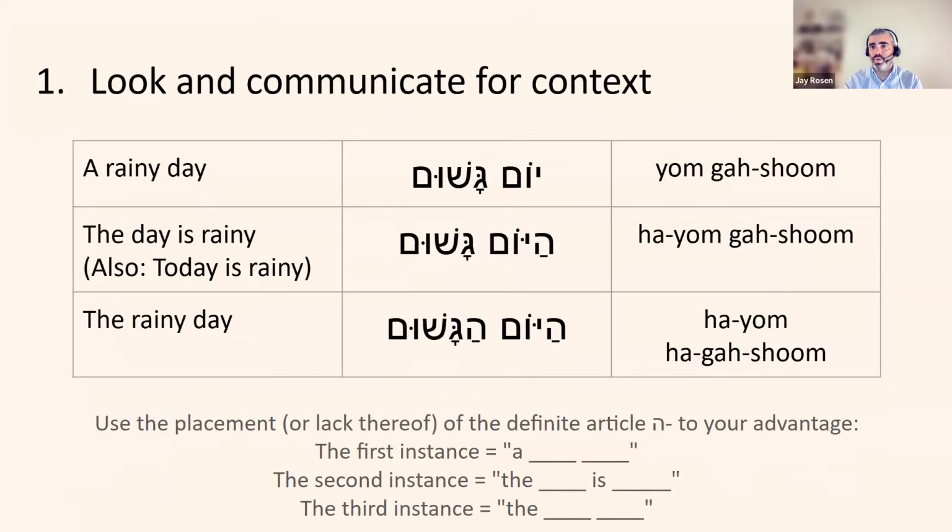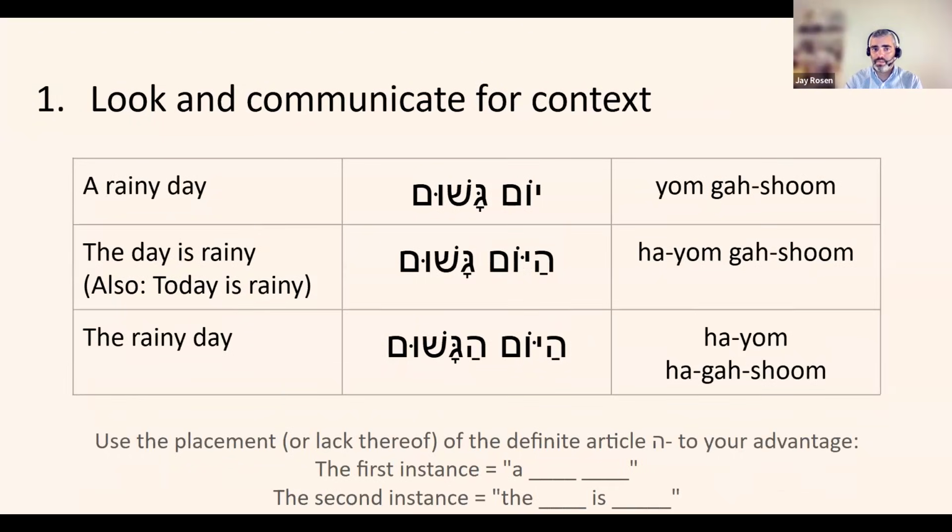In these examples, where is the big sea? Right? It's the third one. The rainy day. Hayam Hagadol. Both words need the ha to indicate it's one idea. The big sea, the rainy day. Okay, hayom hagadol, the big day. Okay, all right, just looking for one more question.